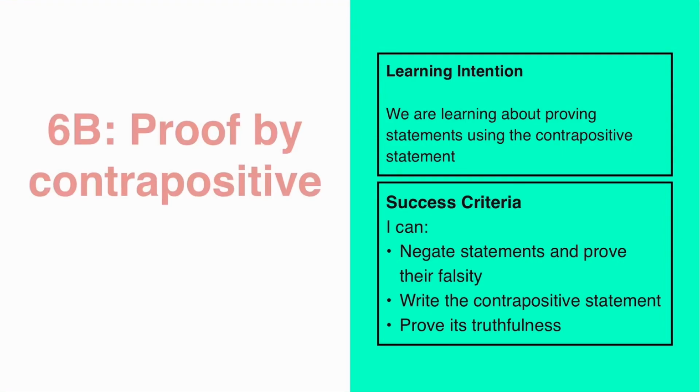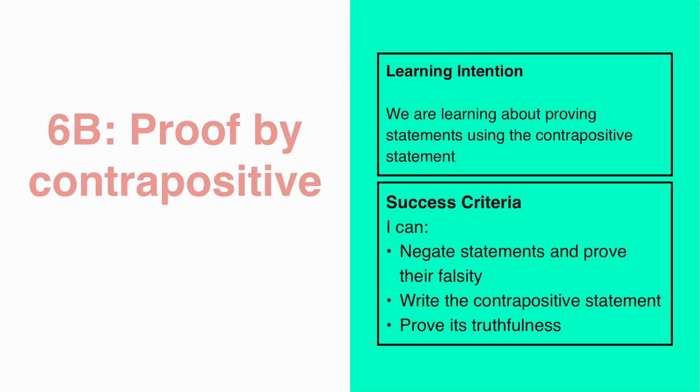Exercise 6b, proof by contrapositive. So today we're learning about proving statements using the contrapositive statement. What you need to be able to do is negate statements and prove their falsity, write the contrapositive statement, and prove its truthfulness.